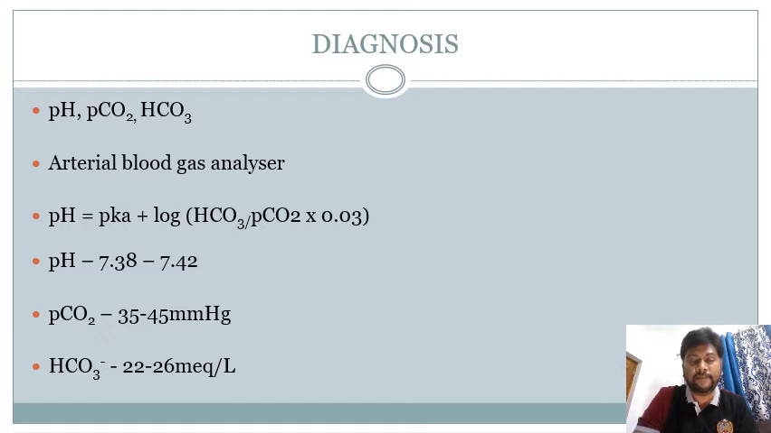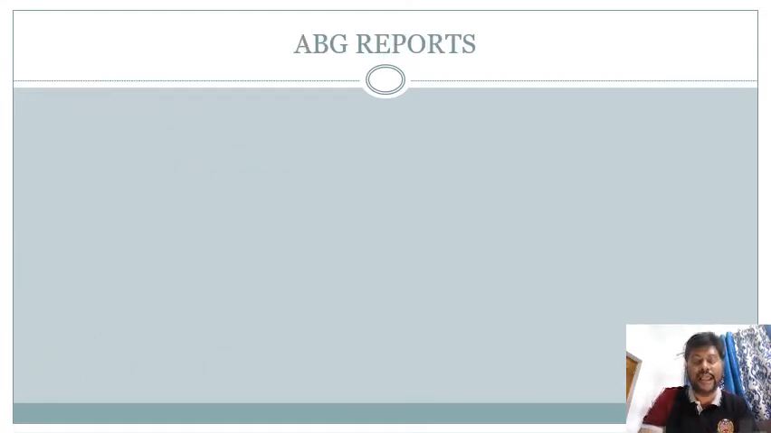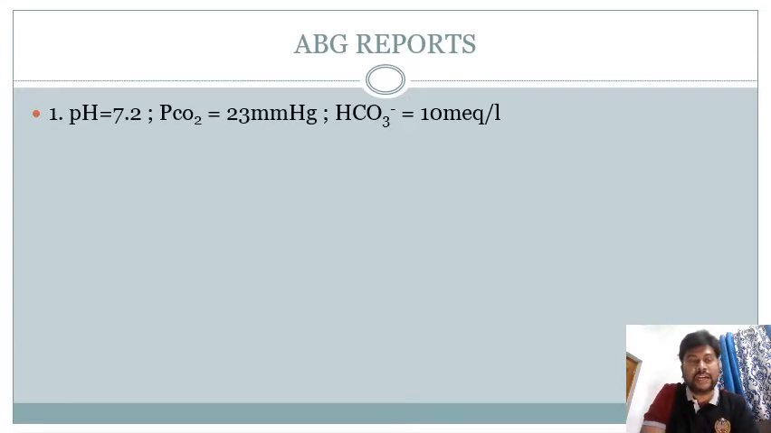Now we will see how to interpret the various ABG reports with the help of these parameters. Let me take two examples and I will demonstrate how to diagnose various acid-base disorders. Now the first scenario: let us assume this is the report of a patient X, whose pH is 7.2, PCO2 is 23 millimeter mercury and bicarbonate is 10 milliequivalents per liter. Now with these values, we will find out how to diagnose the acid-base disorder.